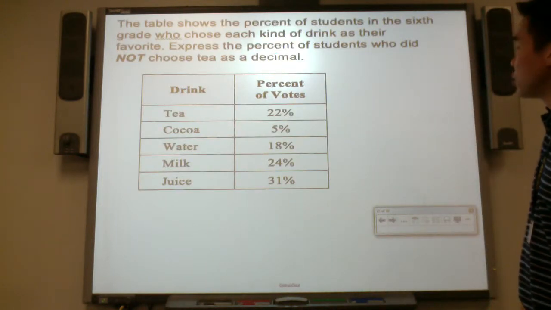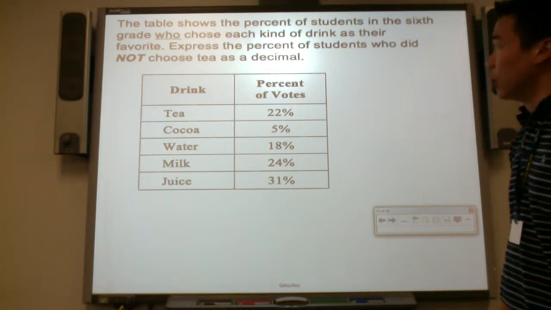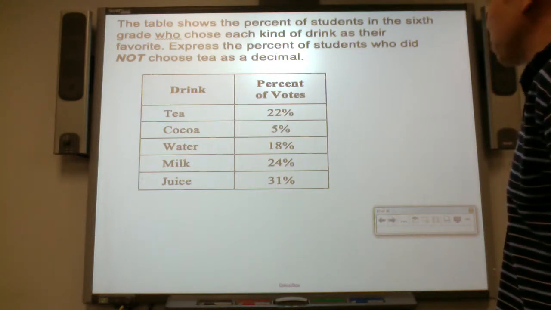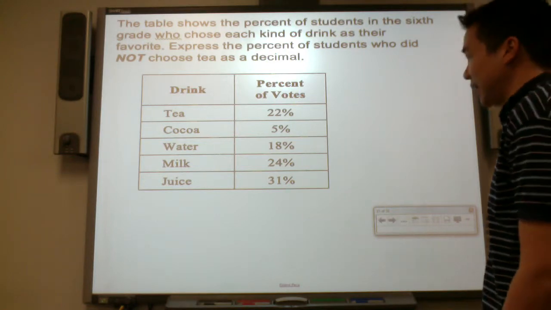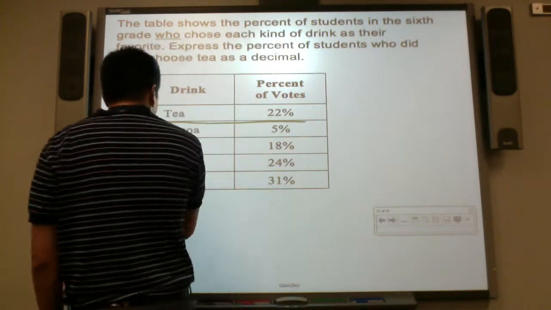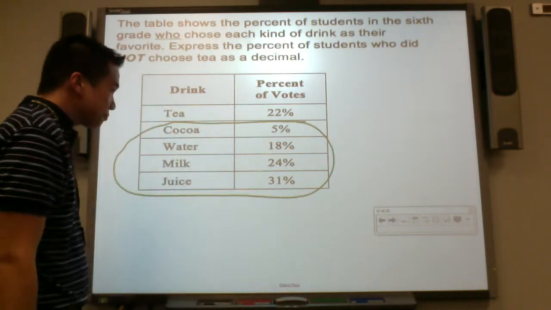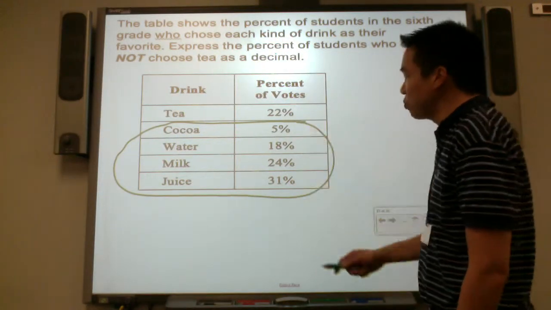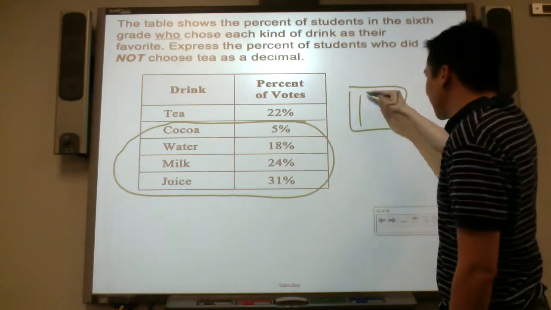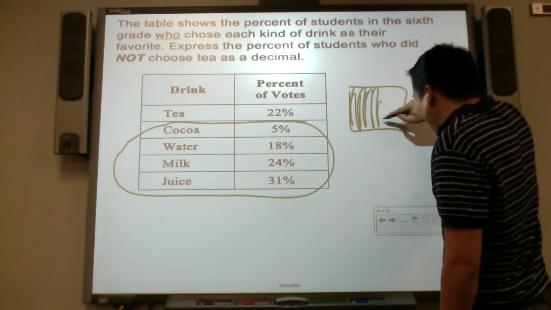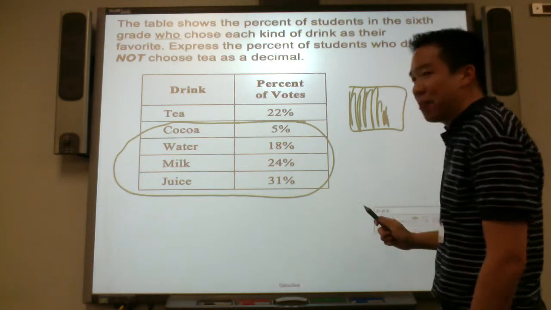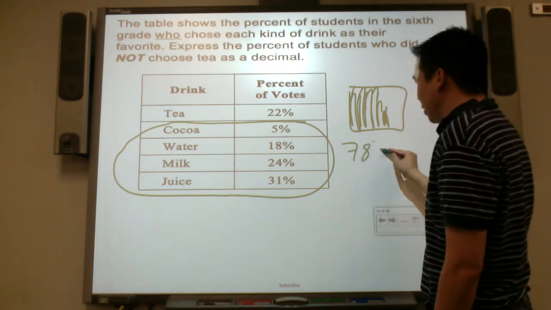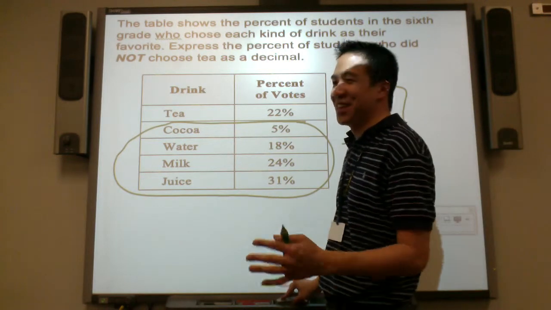The table shows the Brazilian 6th grade students who chose each kind of drink as their favorite. Express the percent of students who did not choose tea. All these kids here do not like tea. So what percent do not like tea? We know 22% do. So if you have a 10 by 10 grid and you shaded 78 of them, how many would not be shaded out of the per 100? 78. Oh, stop. I said the answer there.